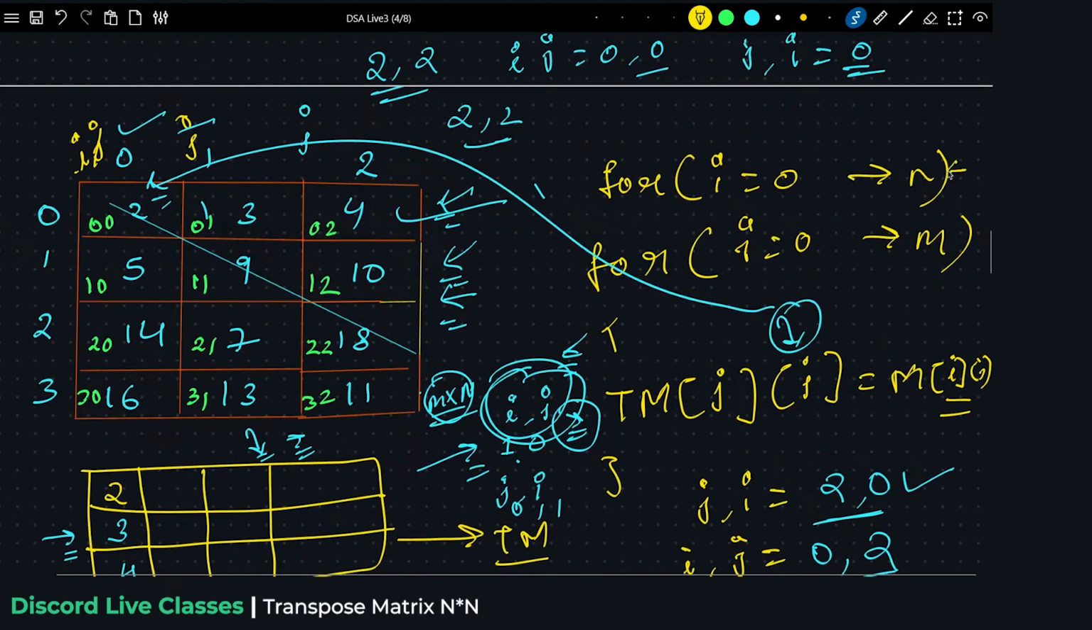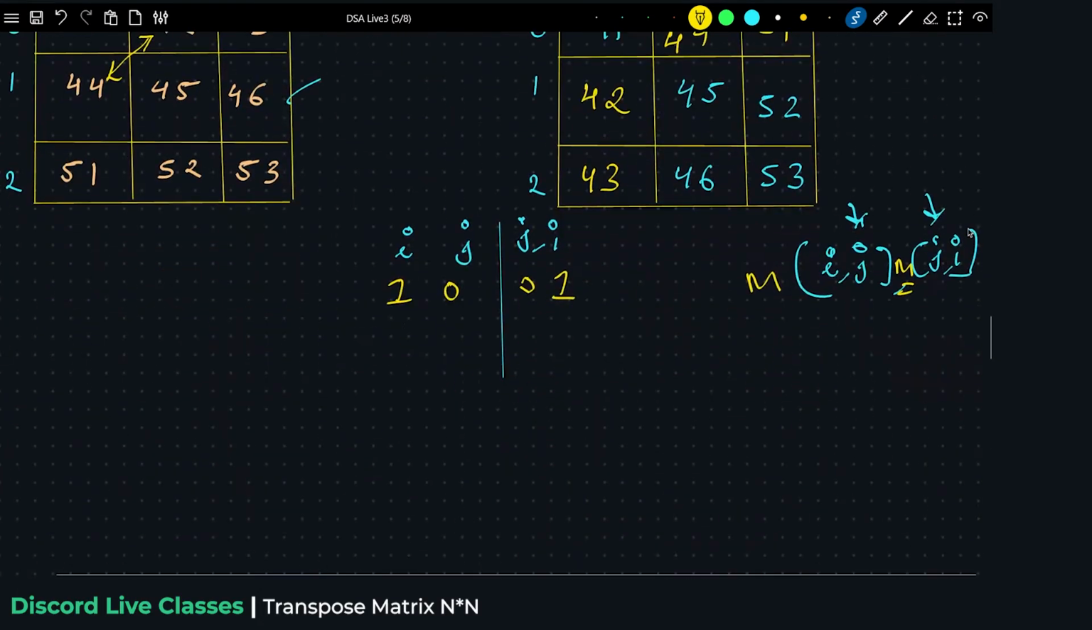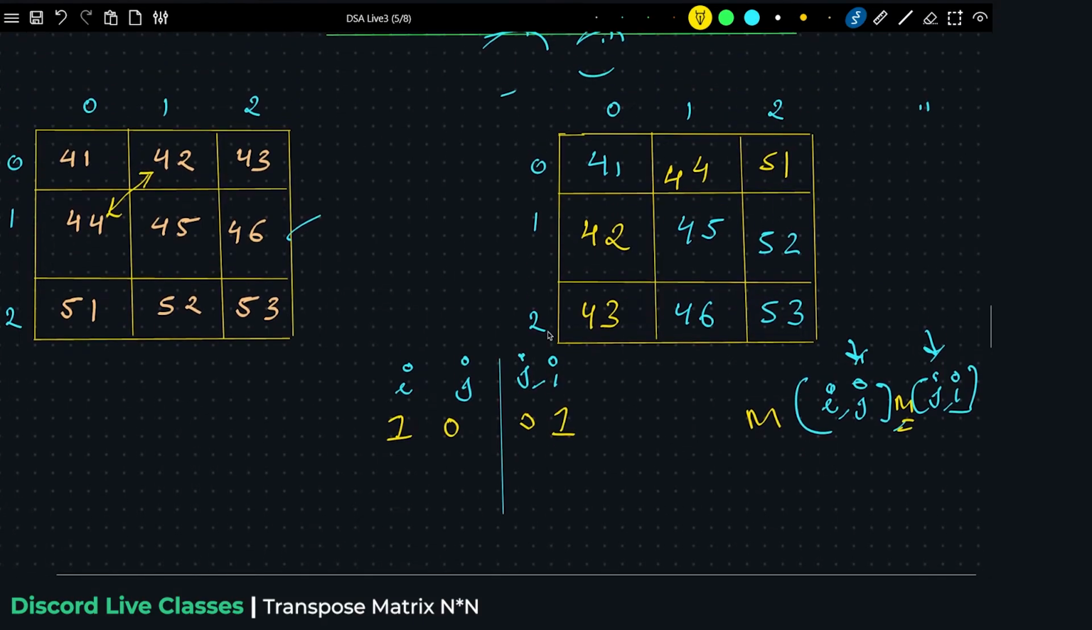If you can see, we were implementing two loops, from i equals 0 to n and j equals 0 to m. Now this time what we need to do, today we have given i comma j and j comma i. Currently i comma j is 1 comma 0, which is 44. Swap the value 44 with 0 comma 1. Understand, 0 comma 1 means 44 to 42.